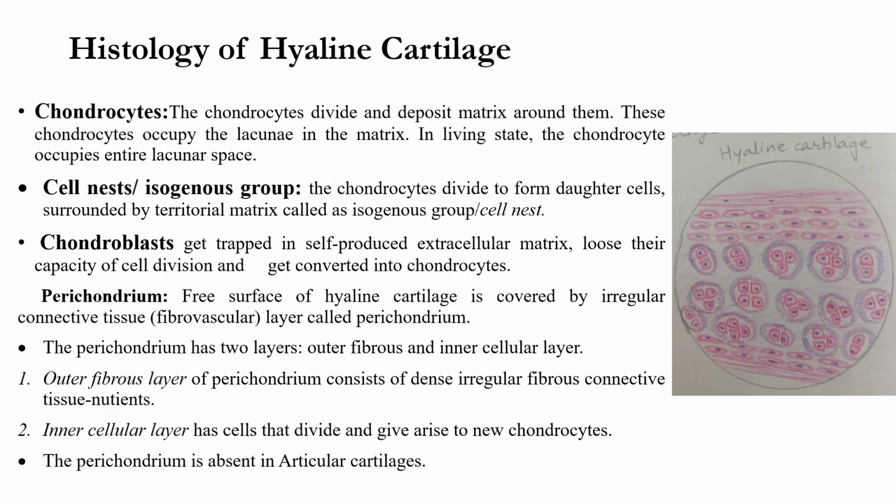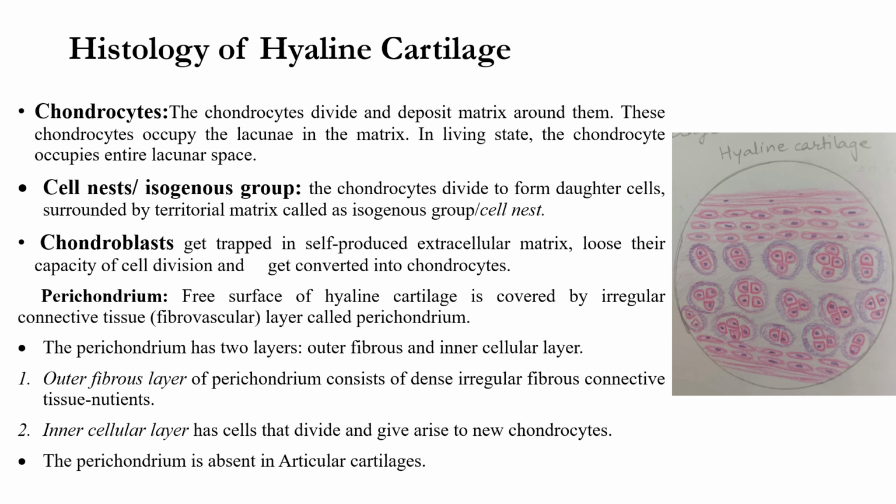In the previous two slides, we have seen the first component of hyaline cartilage, that is matrix. Now, the second important component of hyaline cartilage is cells. There are two varieties of cells, chondrocytes and chondroblasts. The chondrocytes divide and deposit matrix around them, and these chondrocytes occupy the lacunae in the matrix. In the living state we can see the chondrocytes occupying the entire lacunar spaces.